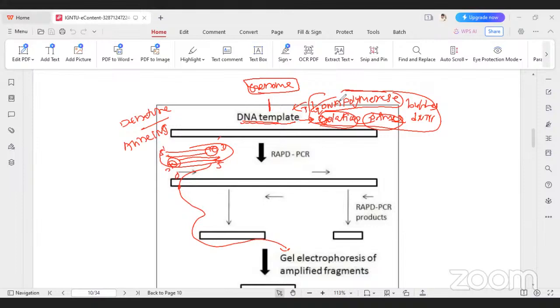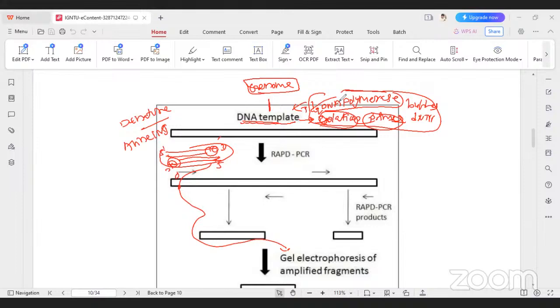Apart from the advantages, there are also some limitations. RAPD polymorphisms are inherited as dominant and recessive characters. This causes a loss of information relative to markers which show codominance. As it already shows the dominant character, there is a loss of information about codominance.